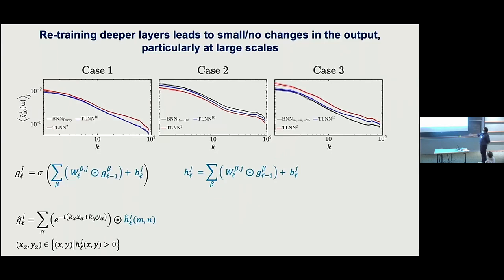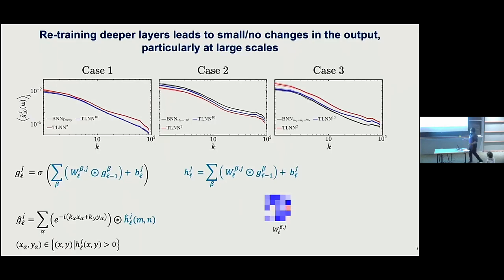It has two parts. One part depends on the Fourier transform of H, which is directly related to the Fourier transform of W. And then there is this summation over grid points alpha. Alpha are all the grid points where H is positive. Remember that the ReLU function only operates on positive values, and that's why this part comes in. So what it basically says is that when you update your weights, there are two ways that you can change the spectrum of the activation: directly, by changing the spectrum of H, and indirectly, by changing where H is positive.